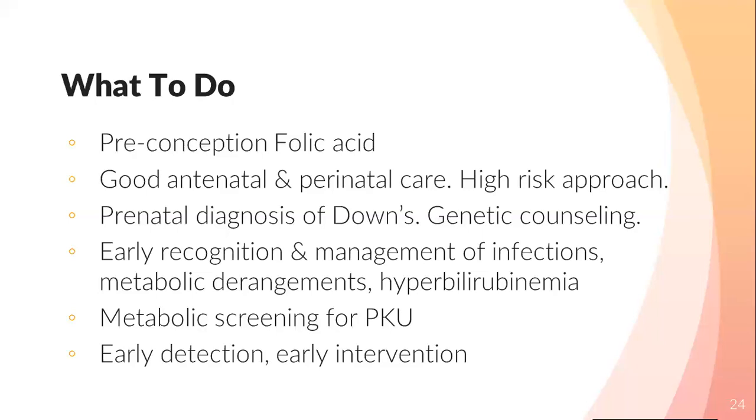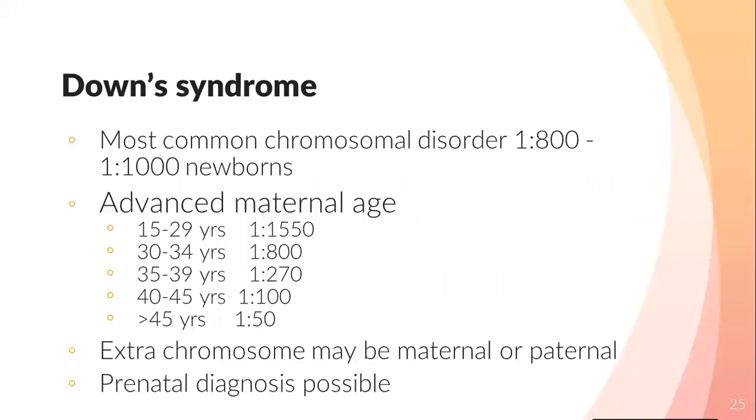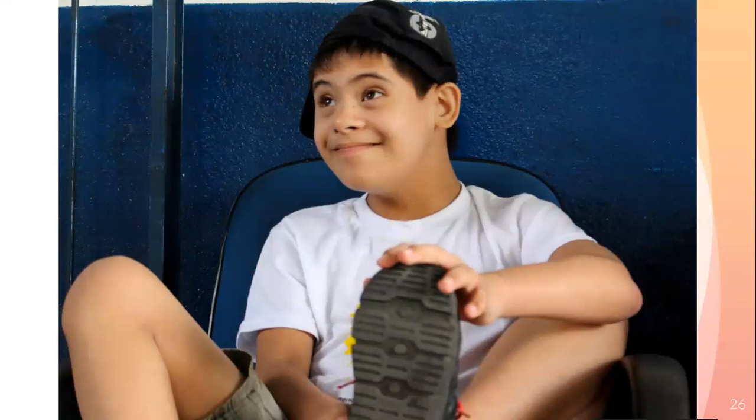Neonatal hyperbilirubinemia is also important. Metabolic screening of various conditions like phenylketonuria can be done, and these are treatable conditions. So if detection is done early, we can intervene early and save the child from disabilities. Down syndrome is basically a chromosomal condition which can be detected in the pregnancy and prevented. So this is very important. This is the child with Down syndrome.